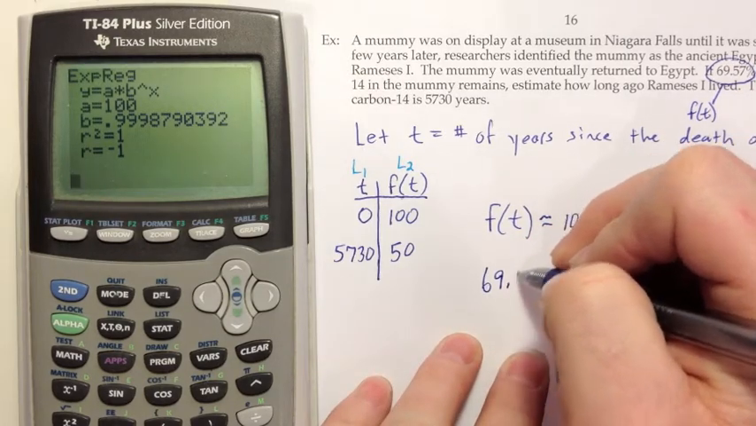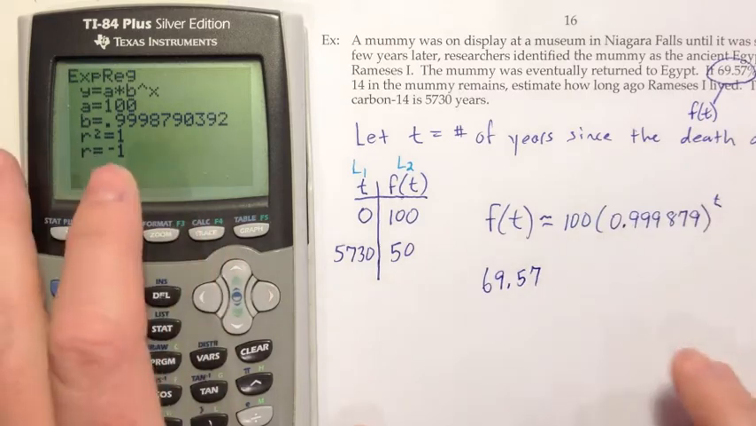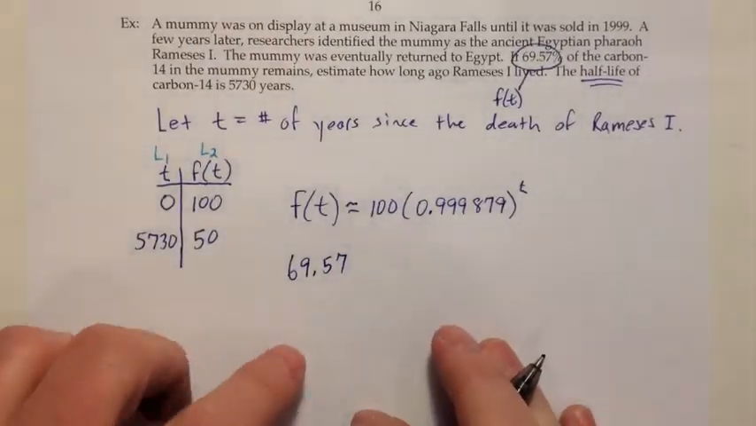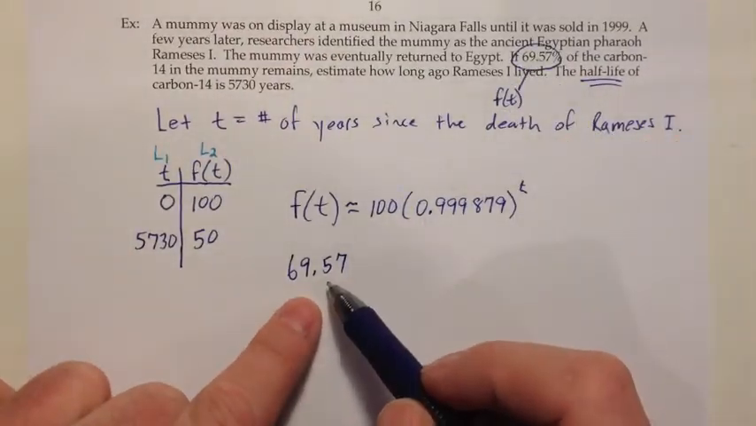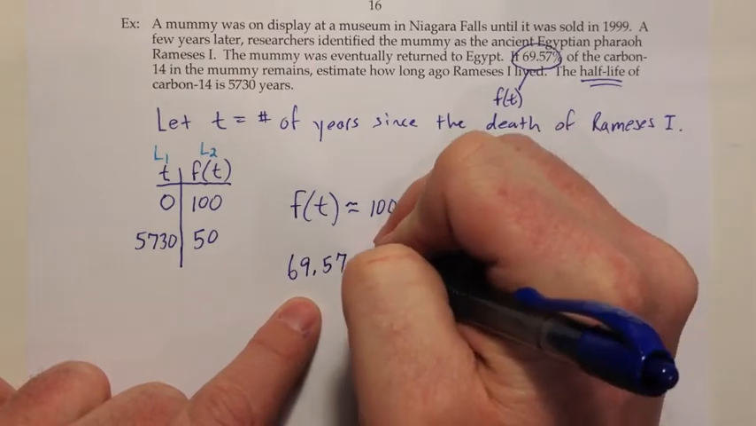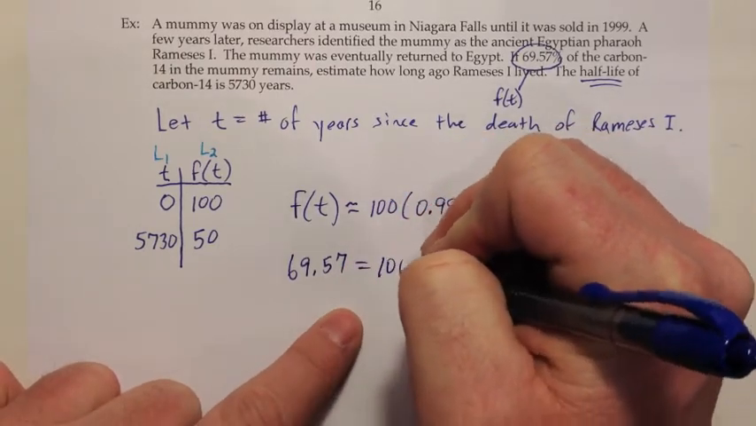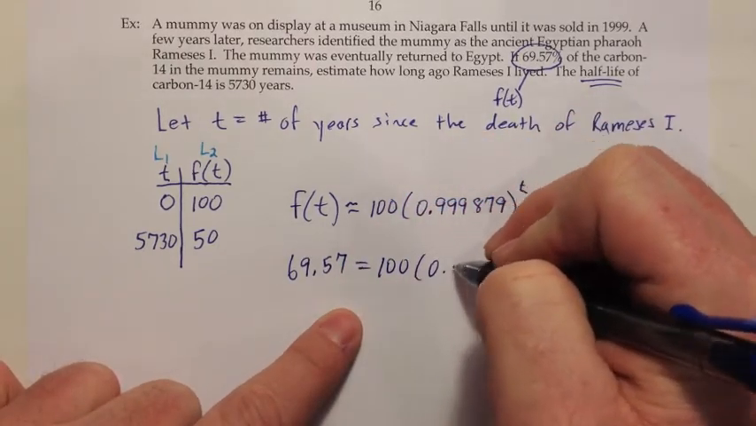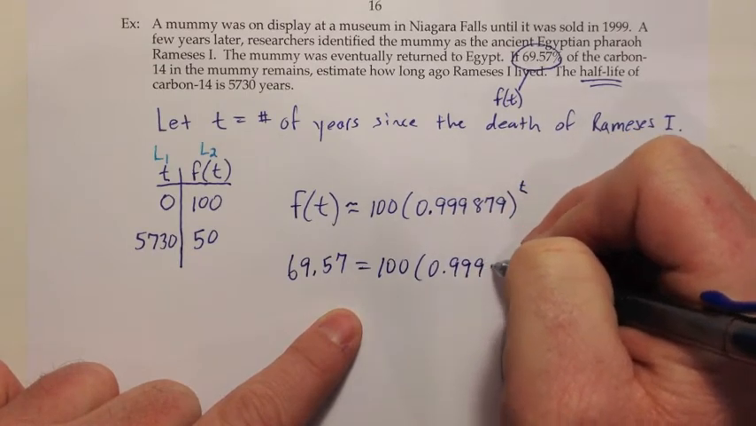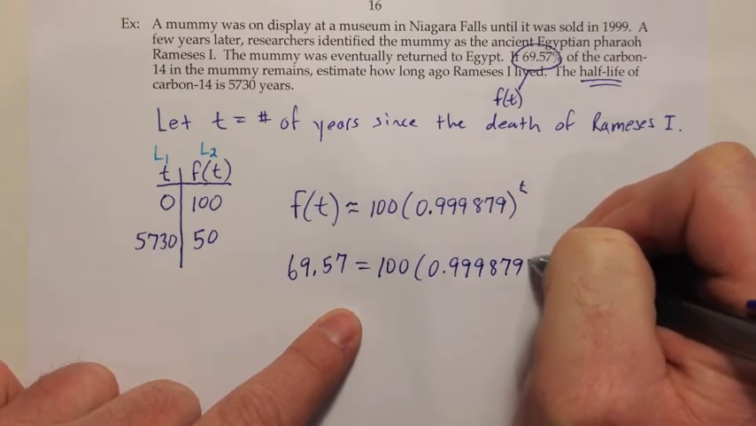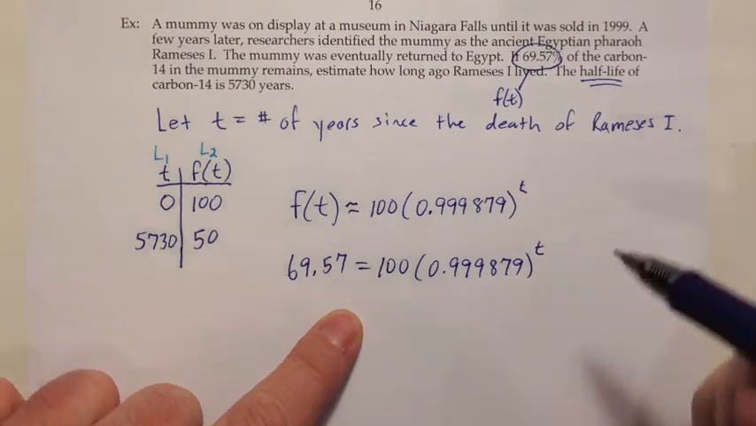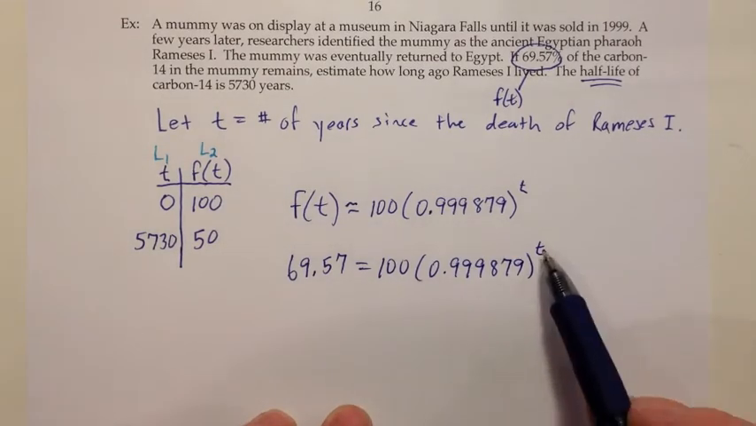Let me go ahead and slide this back over. So I'm going to put that 69.57 in for the f of t, and that's going to be equal to 100 times 0.999879 raised to the t. And then I'm going to try and use this equation to figure out how many years it's been.